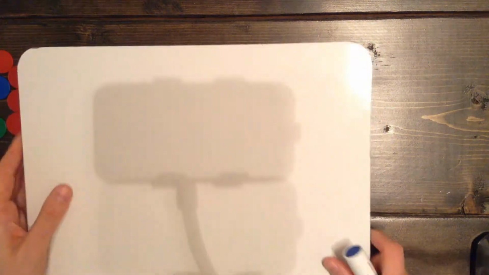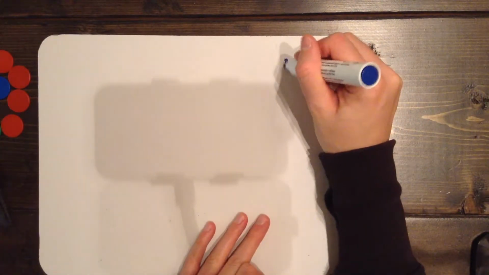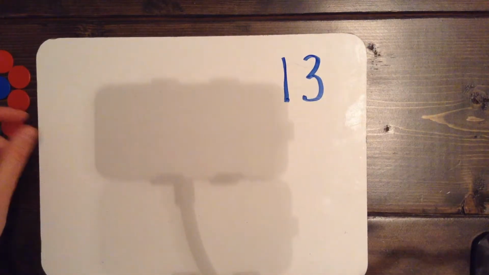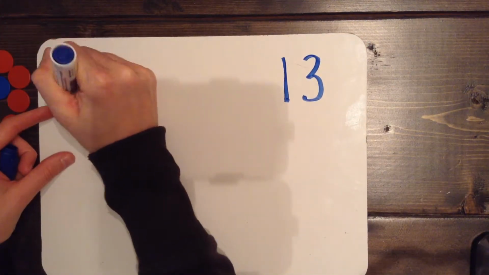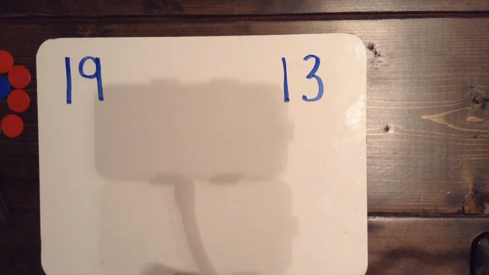I'm going to show you how to use base 10 blocks to help you figure out if a number is greater or bigger than another number. Let's pick two numbers. On this side, I'm going to build the number 13. And over here, I'm going to build the number 19.